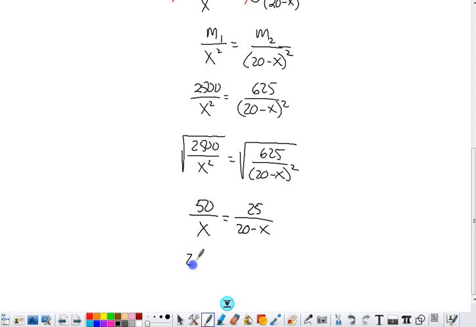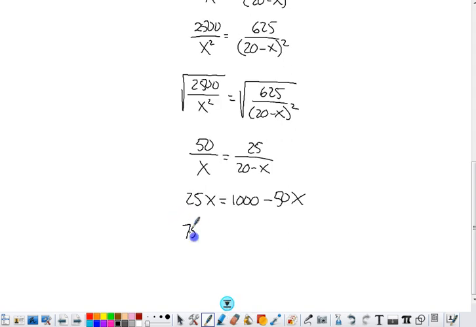Cross multiplying, we get 25x equals 1,000 minus 50x. Adding 50x to both sides, we get 75x equals 1,000. So x is equal to 13.3 meters. And that is the distance from the center of M1.